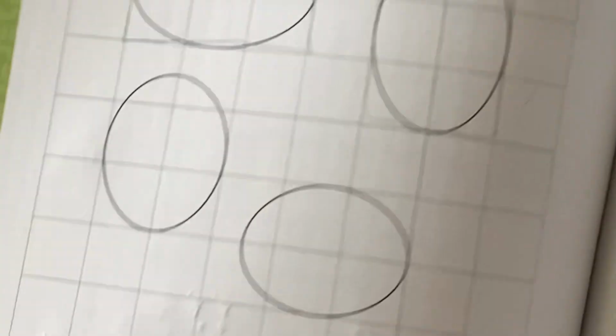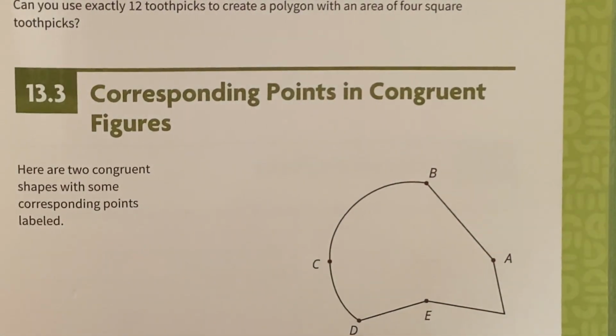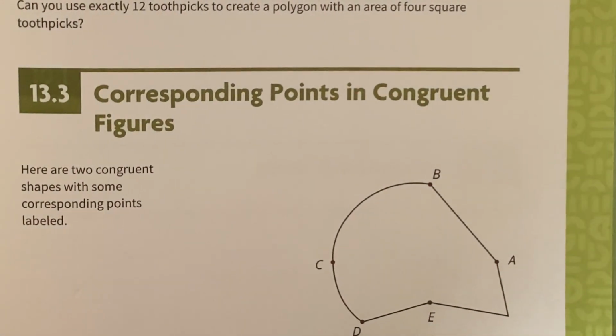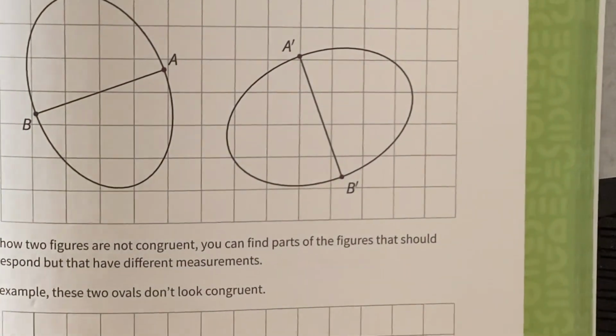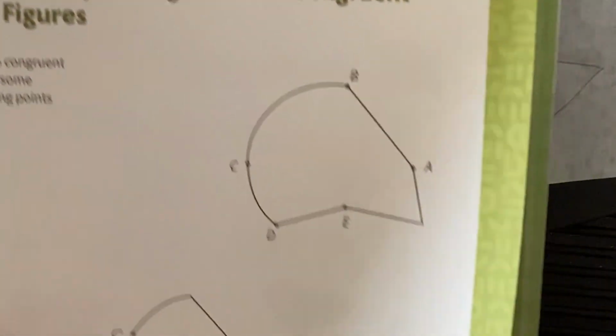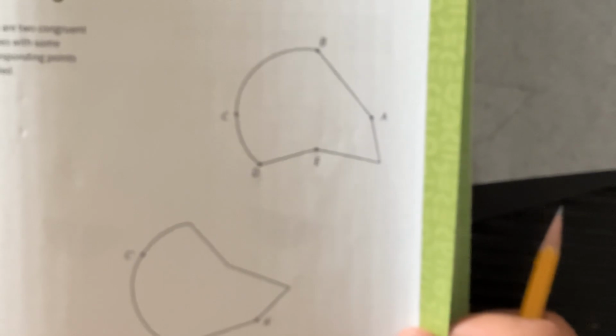All right, we're going to skip the are you ready? Get into 13.3 on the right side. It says here are 2 congruent shapes with some corresponding points labeled. And then the directions are on the next page. So I'll let you flip back and forth. Unfortunately, you have to do that to answer this question. But it's similar to the first one that we did. So flip back and forth. Please answer that question or questions. I think there's 3 of them.